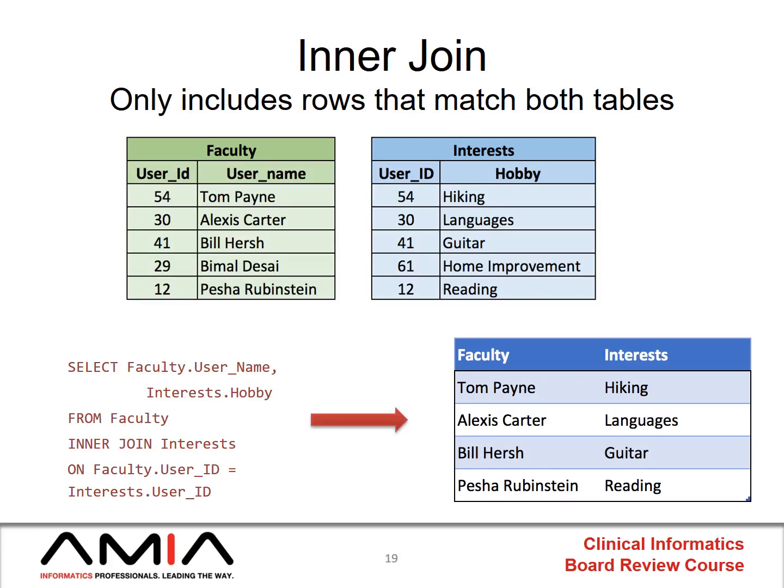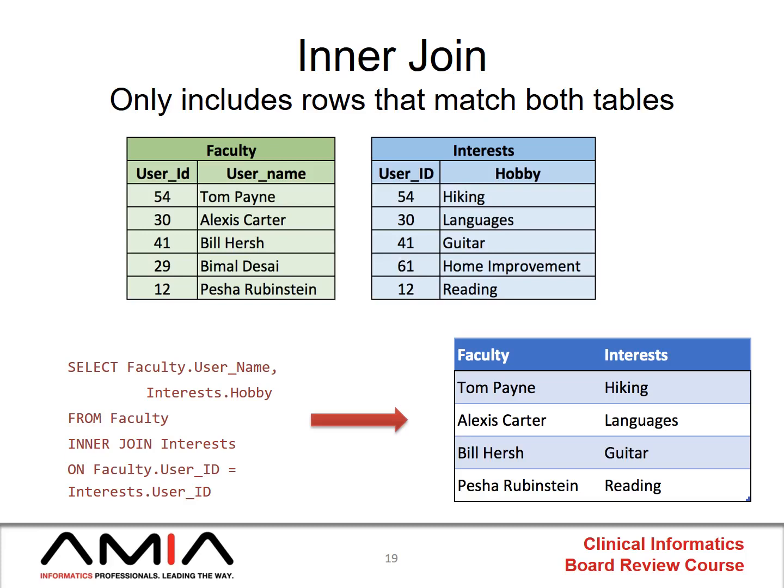So let's look at this new schema, or this new instance of a schema. I've got two tables, faculty and interests. And in the first one, I've got the user ID as the primary key and a list of 5 faculty members' names: Tom Payne, Alexis Carter, Bill Hirsch, Db Desai, and Pesha Rubinstein. And then on the right side, I have the things that those people are interested in, their hobbies: hiking, languages, guitar, home improvement, and reading. And what I'm implying by having user ID as a column there is that that's the foreign key that goes back to the faculty table. So you can see that, for example, Tom Payne, user ID 54, likes to hike.